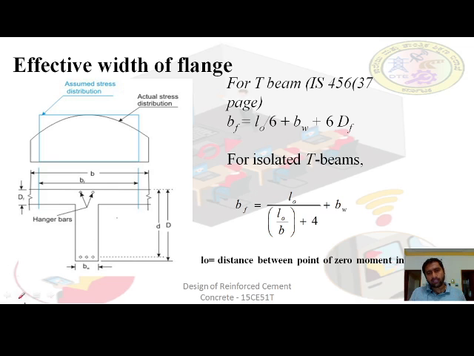For isolated T beams, L0 is once again the same, the distance between the points of zero moments. B is the actual width. So this is the actual width; don't consider this discontinuous line or this continuous symbol, because here it is actually ending. So it is the actual width plus BW. If you substitute this, we will get the effective width for isolated T beams.